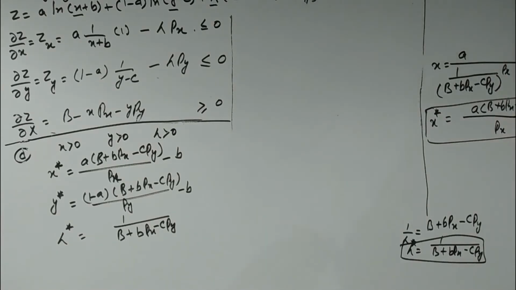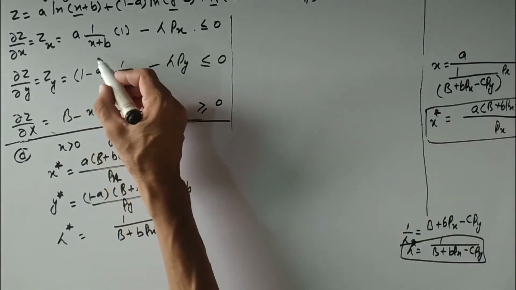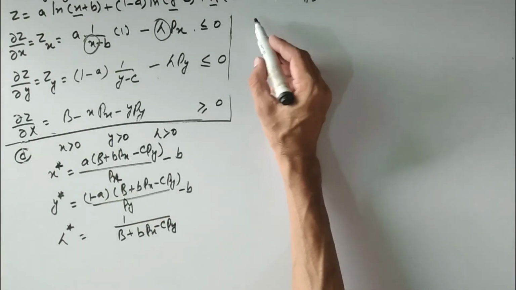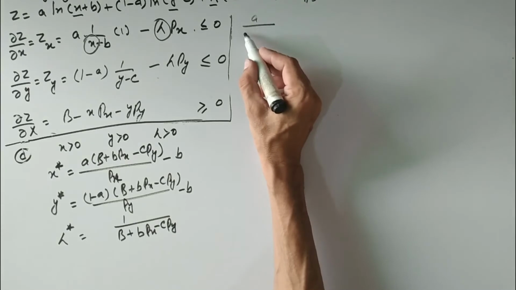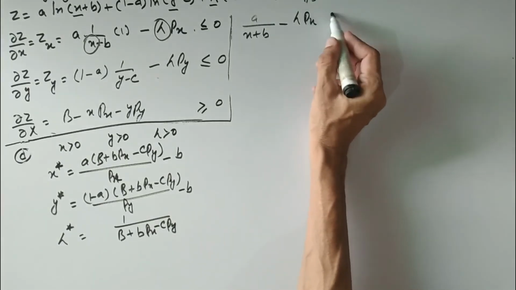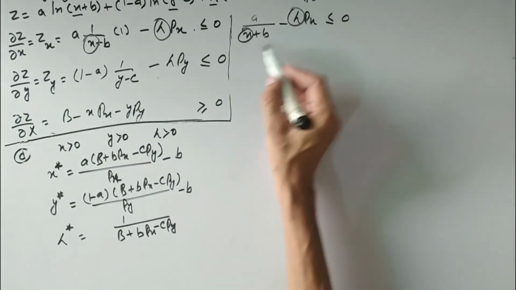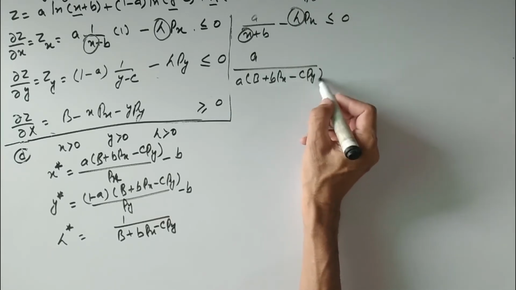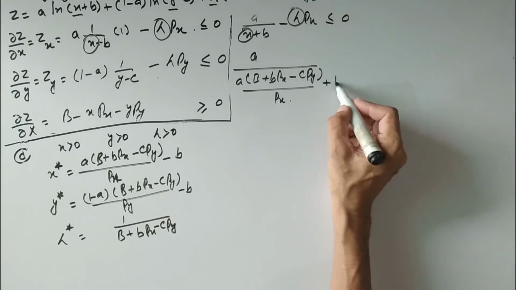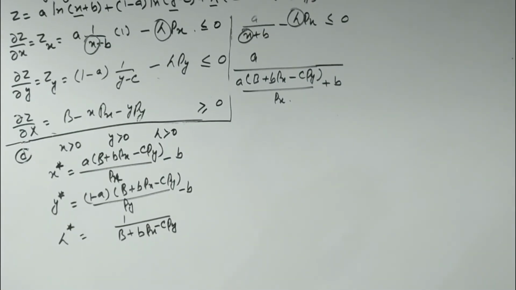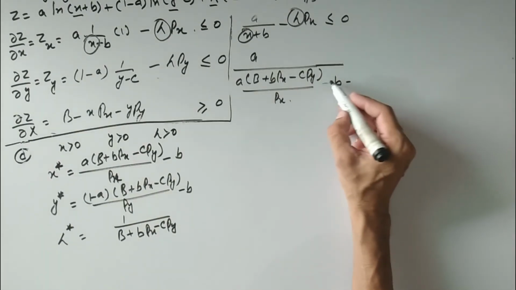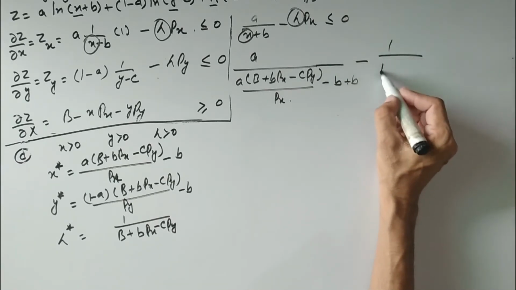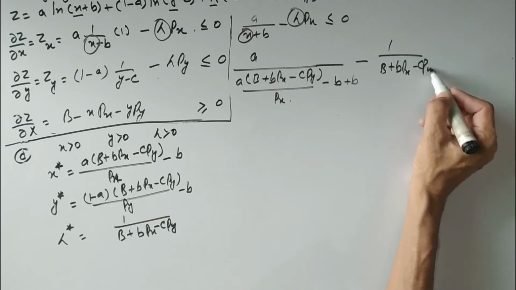Now we check whether the conditions are satisfied or not. In the first partial derivative constraint, I can put the value of x and lambda. That is a upon x plus b minus lambda p of x less than or equal to 0. Now we have to put the value of x and lambda. So a upon x is a into b plus b p of x minus c p y upon p of x, plus b, minus b plus b, and lambda is 1 upon b plus b p of x minus c p y, less than or equal to 0.